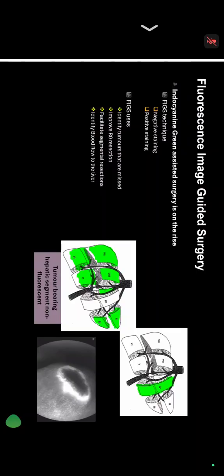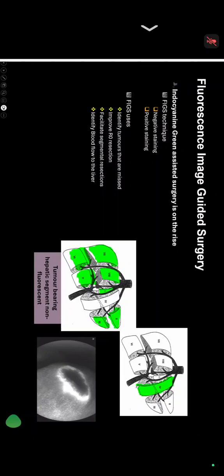As a complementary to the ultrasound scan, we still have not seen a big difference in terms of the R0 versus R1. But it is a small randomized controlled trial. So ultrasound scan is useful to identify the portal segments, portal branches, and through which you can inject the dye into that particular segment. So this is a positive staining technique where you literally inject into the segment which you want to take out.